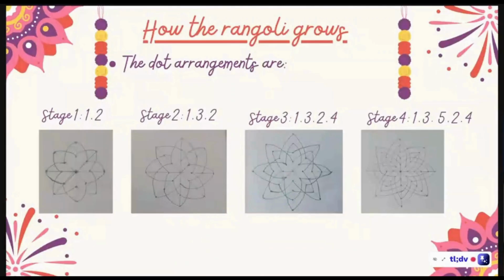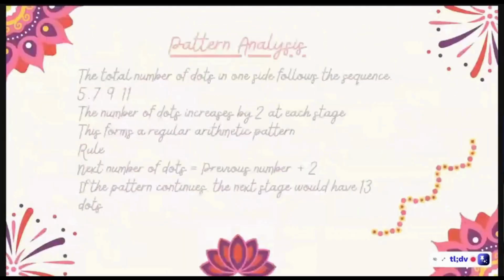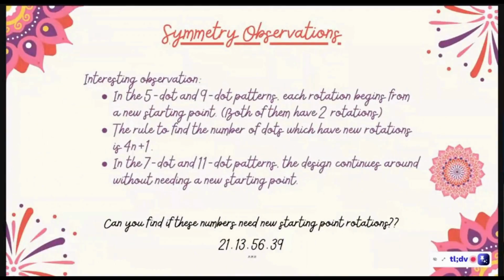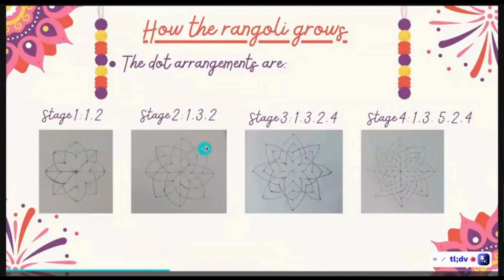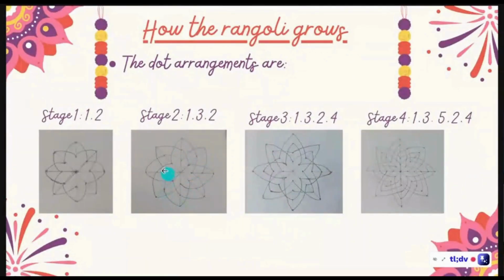The rule to find the number of dots which have a new rotation is 4n plus 1. And in the 7 and 11 dot patterns, the design continues around without needing a new starting point. It starts and it never stops until the whole pattern finishes. As you can see, it starts in one place and it goes on and goes on.